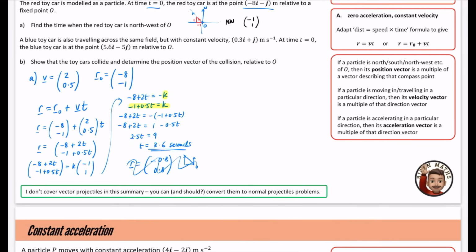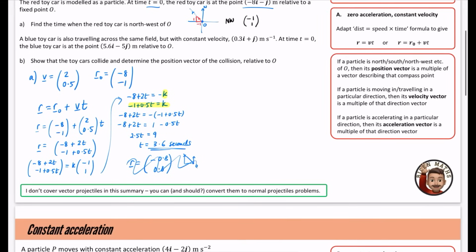And then we've got an interesting part of the question that comes up because it now has introduced another car. It says a blue toy car is also travelling across the same field, but with constant velocity 0.3i plus j meters per second. At time t equals 0, the blue toy car is at the point 5.6i minus 5j relative to O. Show that the toy cars collide and determine the position vector of the collision relative to O.